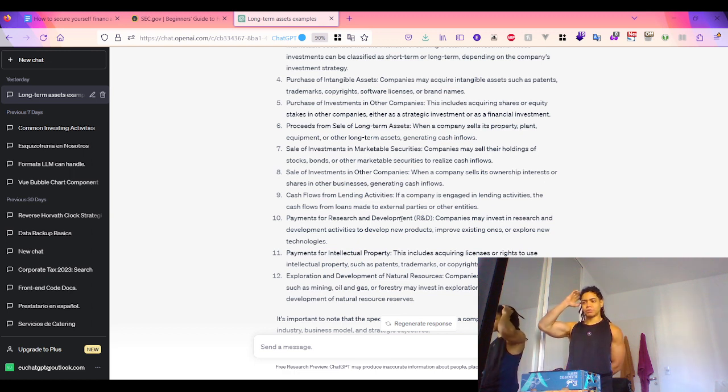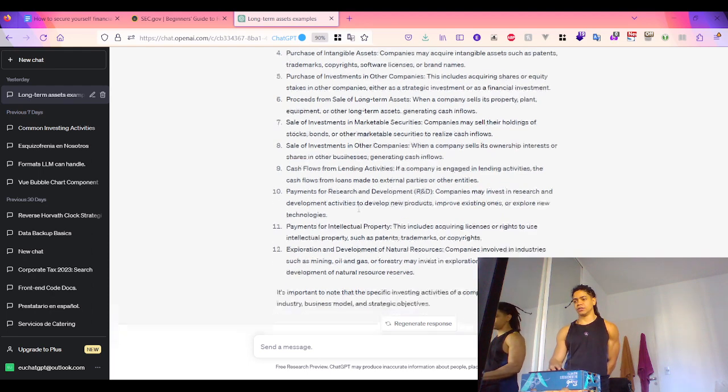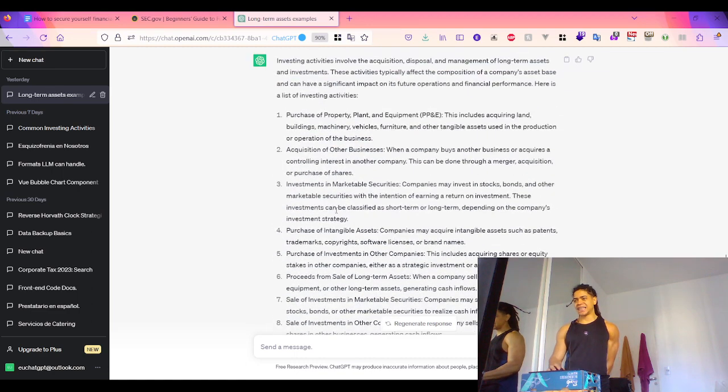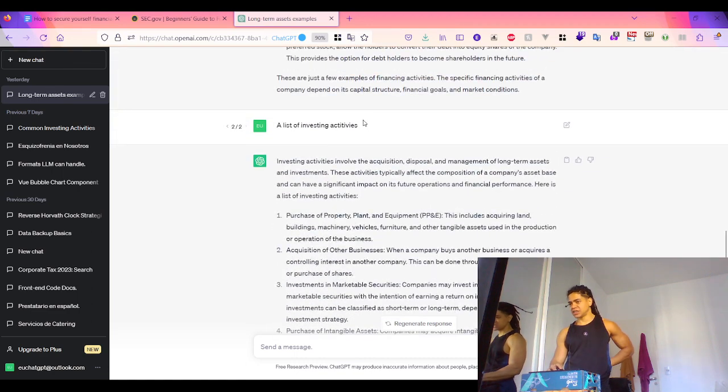Payment for intellectual property. This includes acquiring licenses or rights to use intellectual property such as patents, trademarks, or copyrights. Exploration and development of natural resources. Companies involved in industries such as mining, oil and gas, or forestry may invest in exploration activities or the development of natural resource reserves. Okay, but this is a list of investing activities.